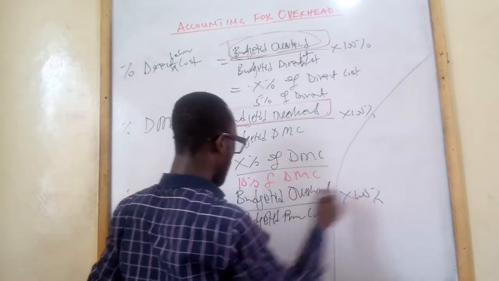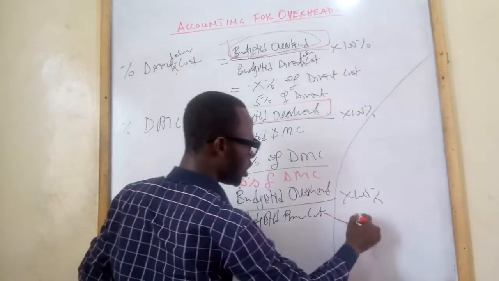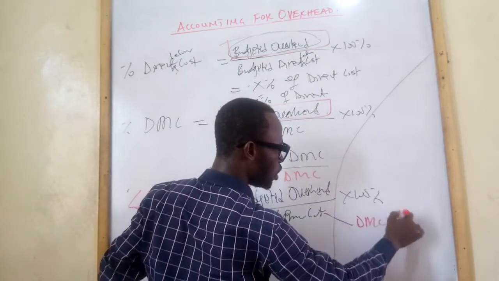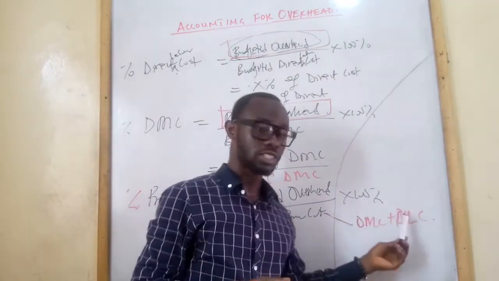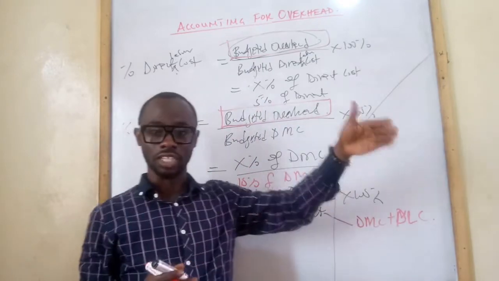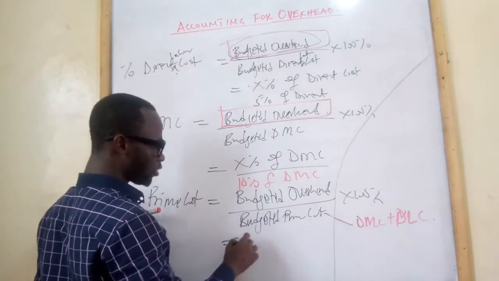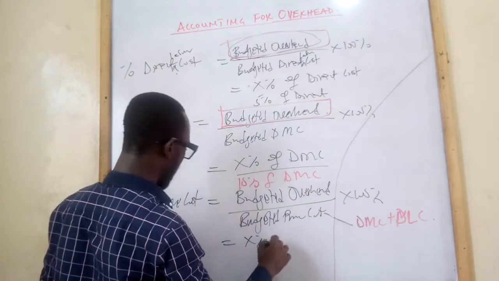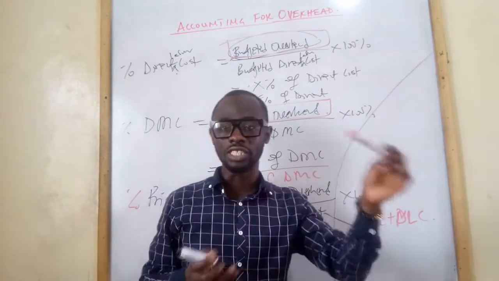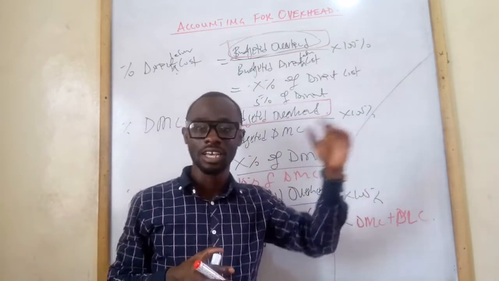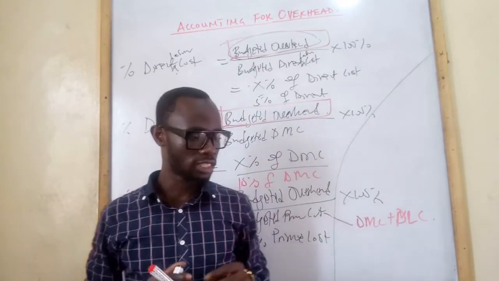times 100. Now you know that your budgeted prime cost in this case is certainly going to be your direct material cost plus what? Your direct labor cost, but budgeted, based on the budget. So whatever answer you get will be X% because of times 100, X% of the actual prime cost. So when you go to the cost sheet, you're going to take that X% of the prime cost as the overhead for that period.